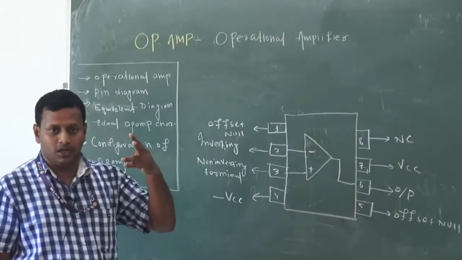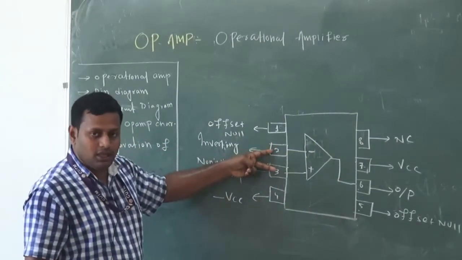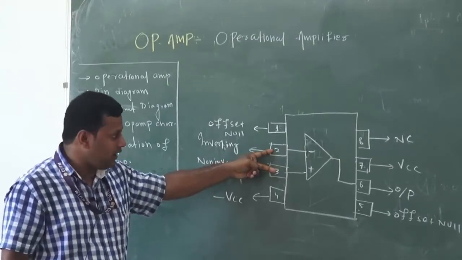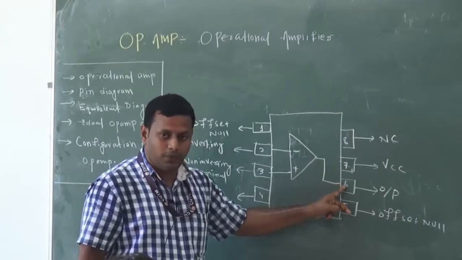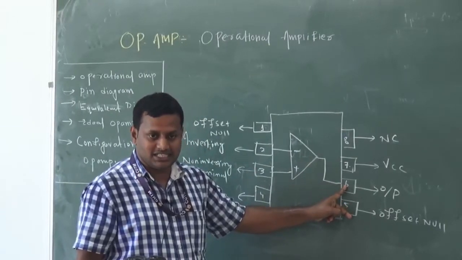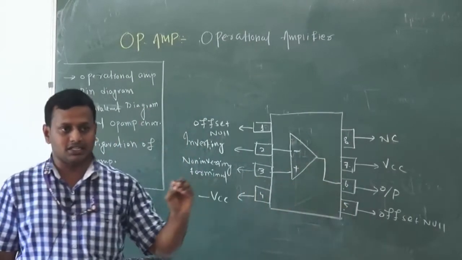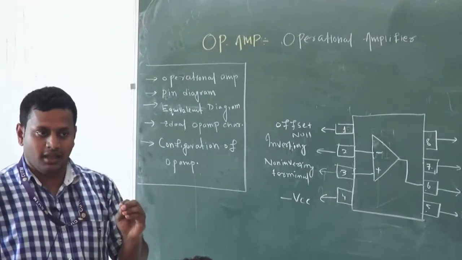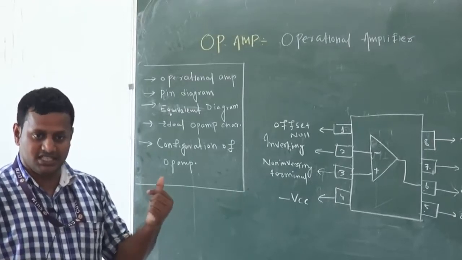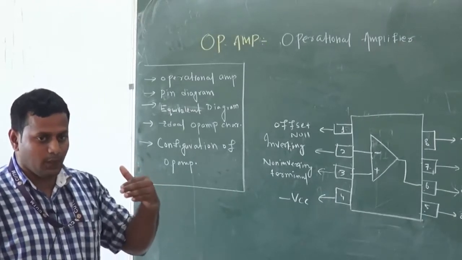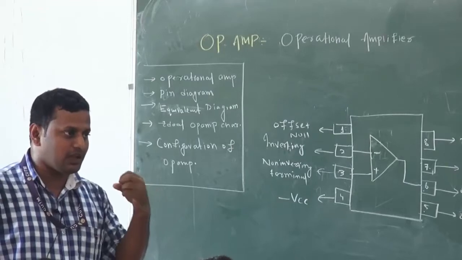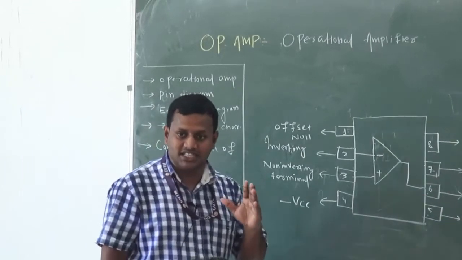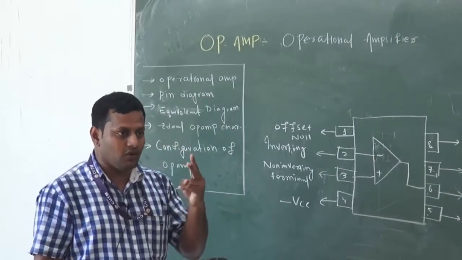For me only 2 things are required here. I have to give the input through pin number 2 and pin number 3, and take the output from pin number 6. Any integrated circuit or device, to work, must be stabilized. Like in a BJT, you apply a VCC to fix the Q point. Here the Q point will not be fixed, but I have to stabilize my op-amp. So for that I have to apply VCC and VEE. 2 DC voltages are required.